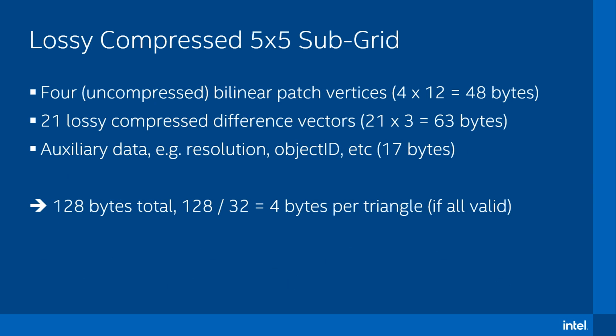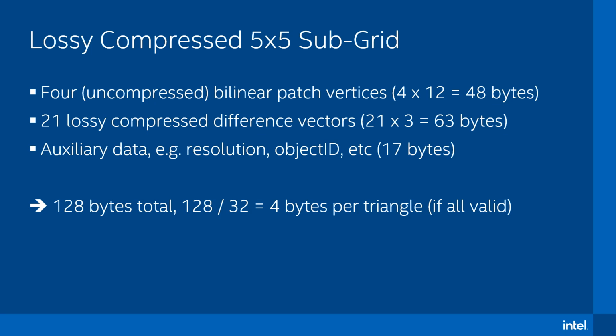So what does a lossy compressed 5 by 5 subgrid actually contain? It contains 4 uncompressed bilinear vertices, which require 48 bytes. Then it contains 21 lossy compressed difference or offset vectors. They require 63 bytes. And the rest, 17 bytes, are taken by auxiliary data, for example, subgrid resolution, object ID, etc. This gives us 128 bytes per subgrid.